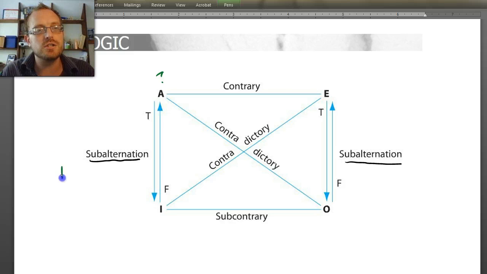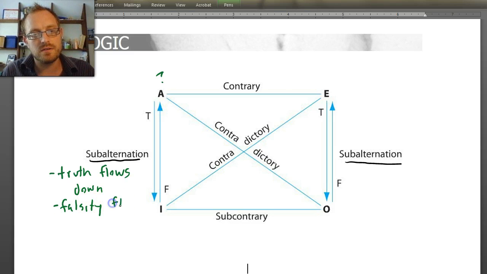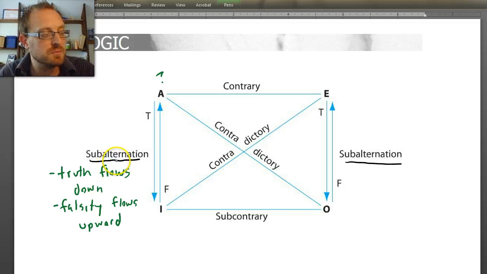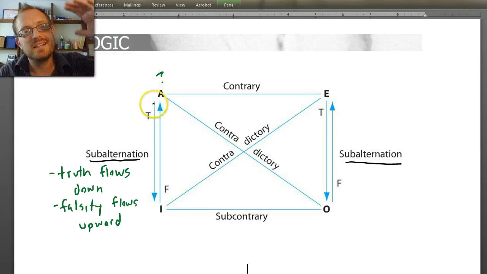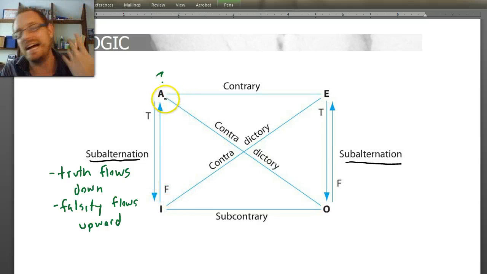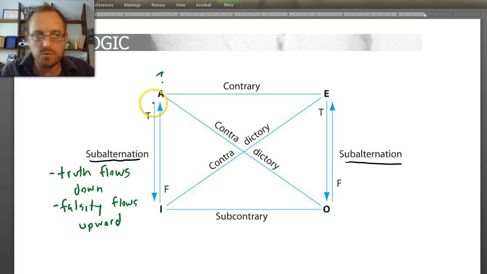So we'll just put here, for subalternation, truth flows downward. Falsity flows upward. For some reason, I tend to think of this theologically. Truth comes from God, so truth flows downward, and humans are sinful or something like this. I don't know if you really believe that sort of theological thing, but it helps me to remember it on my own. Truth flows down, falsity flows upward. That's the same with the A and the I as well as the E and the O. Subalternation is the same on both sides, and you're going to find that it is pretty easy to get a handle on.